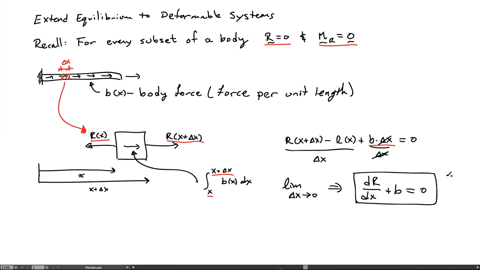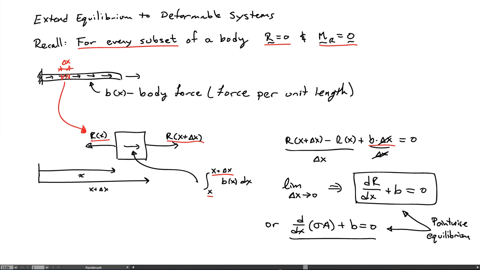and what I find is an expression for equilibrium at a point in the system. It says that the rate of change of the internal force plus the body force has to equal 0. And this is going to give me equilibrium point by point, and so that's going to satisfy my requirement that for every subset of the body, in this case every subset of the body means every material point of the body, is in equilibrium. If I want, I can replace r of x by the stress times the area and have an alternate version of the equilibrium. But in either case I have a point-wise expression for equilibrium in the bar. And so this is what is needed when you have a deformable body. You need to have equilibrium point by point in the body.